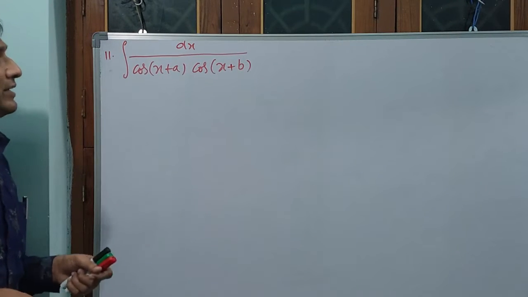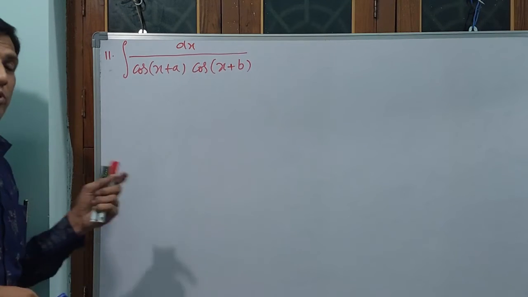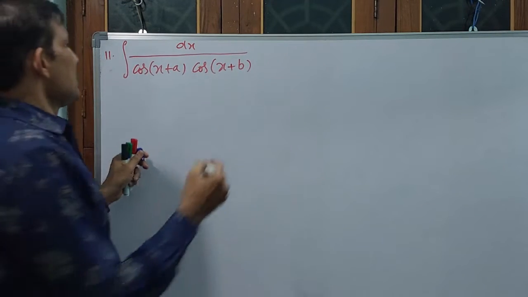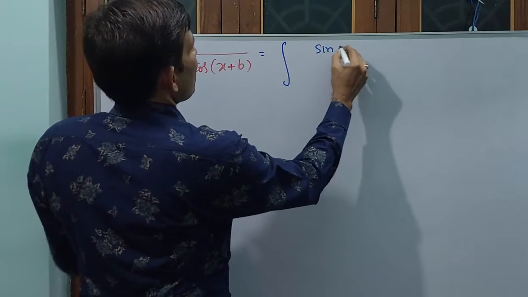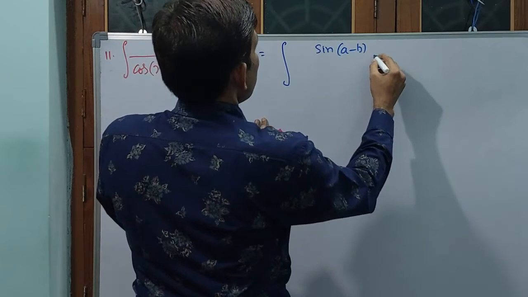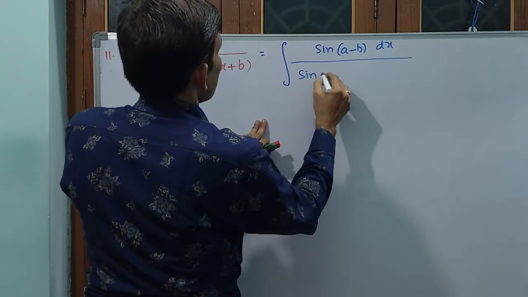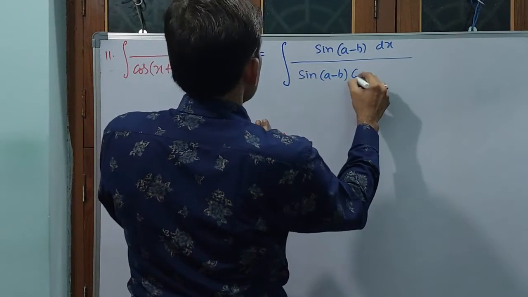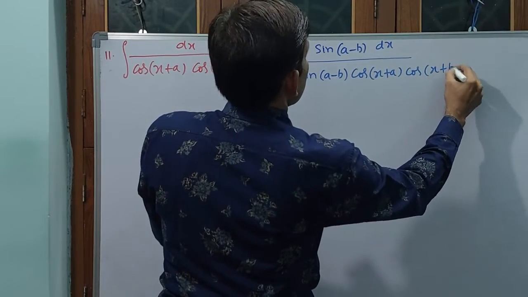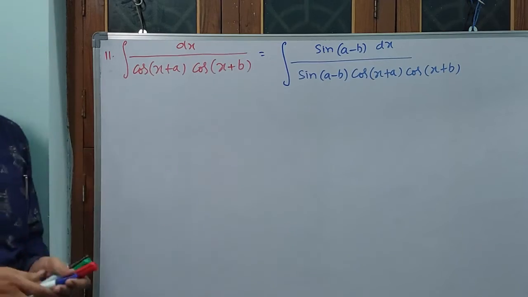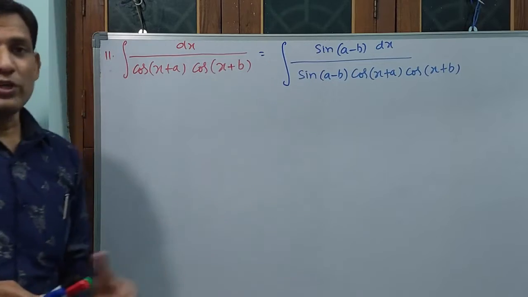What I am going to do: take sin of a minus b in numerator and denominator, multiplication. You see what I am doing. That is equal to integral sin of a minus b dx divided by sin of a minus b into cos of x plus a into cos of x plus b. Is it okay? First, definitely okay. Why? Because sin of a minus b and sin of a minus b both are going to cancel. Again dx by this term only is going to come.